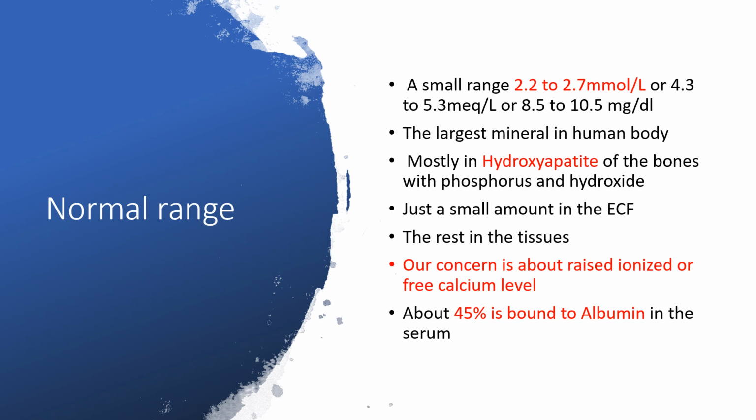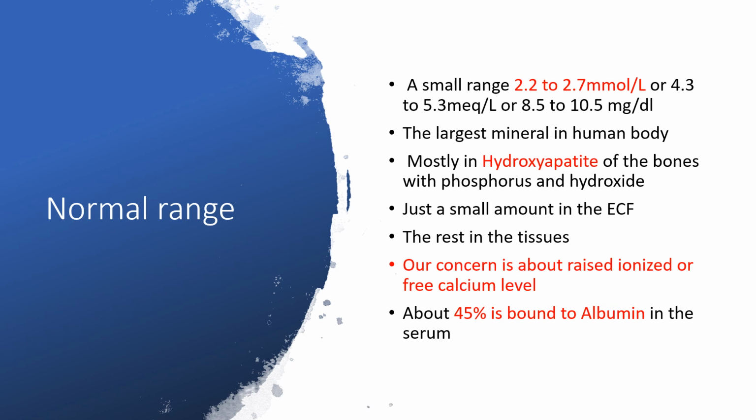We need to know the normal range of calcium before we can determine if it is high, low, or normal. It has a small range of 2.2 to 2.7 millimoles per liter, or 4.3 to 5.3 milliequivalent per liter, or 8.5 to 10.5 milligram per dL, depending on what you are using in your jurisdiction.